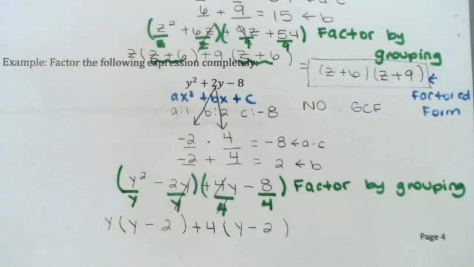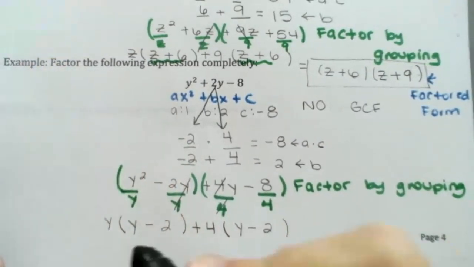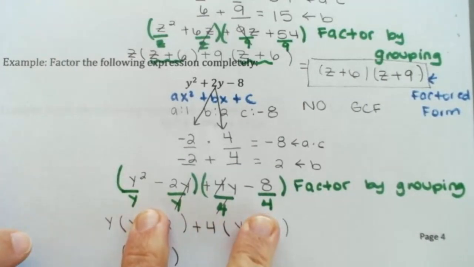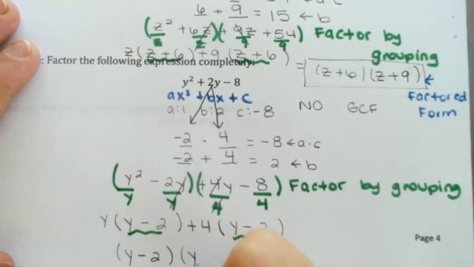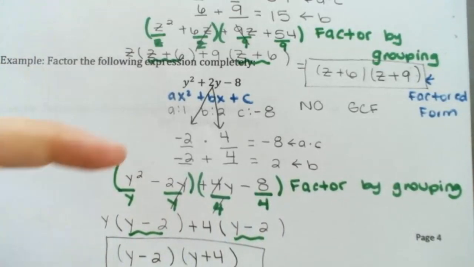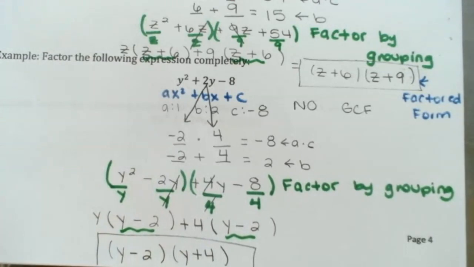So we have y times y minus 2 plus 4 times y minus 2. We know we did it right because they both have y minus 2 in common, so that will be one factor. Taking out our y minus 2, we're left over with our other factor of y plus 4. So y minus 2 times y plus 4 will be our final answer. If I were to multiply those two factors together, I would get back to my original problem.